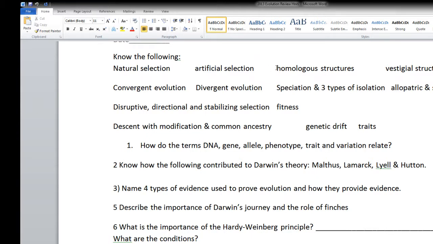So these structures, we've got a lot of evidence for evolution. That was a big part of the early unit. Things like homologous structure, vestigial structure, analogous structure. Those were 3 pieces of evidence for evolution.